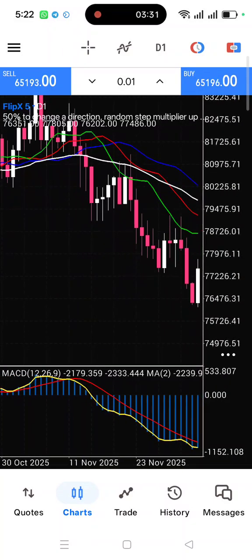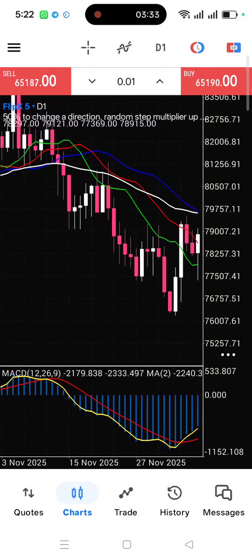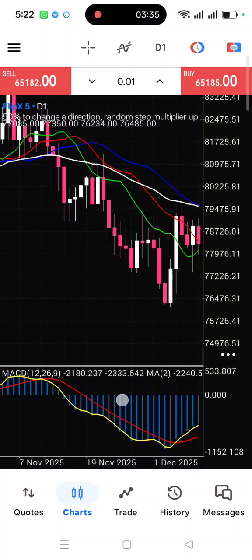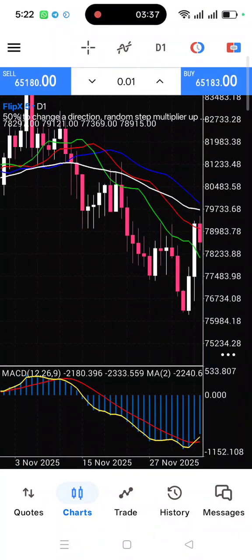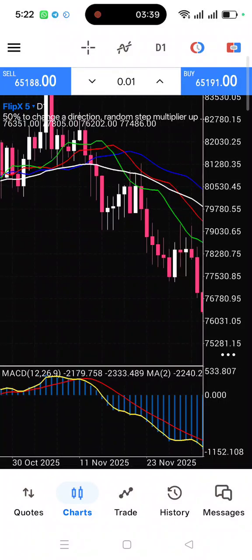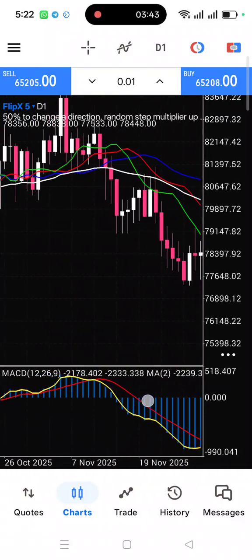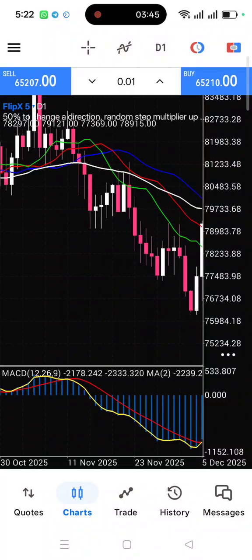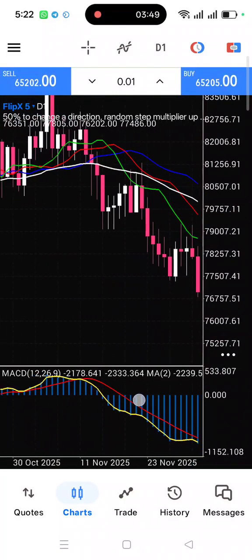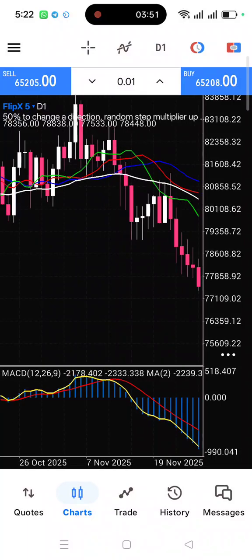Another thing you want to look at is the oscillator. So this is the oscillator. The oscillator must be below the zero line. So this is MACD. MACD has a zero line. You want to make sure that the histogram is below the zero line. That is just it. Let your histogram be below the zero line. Then you're good to go.